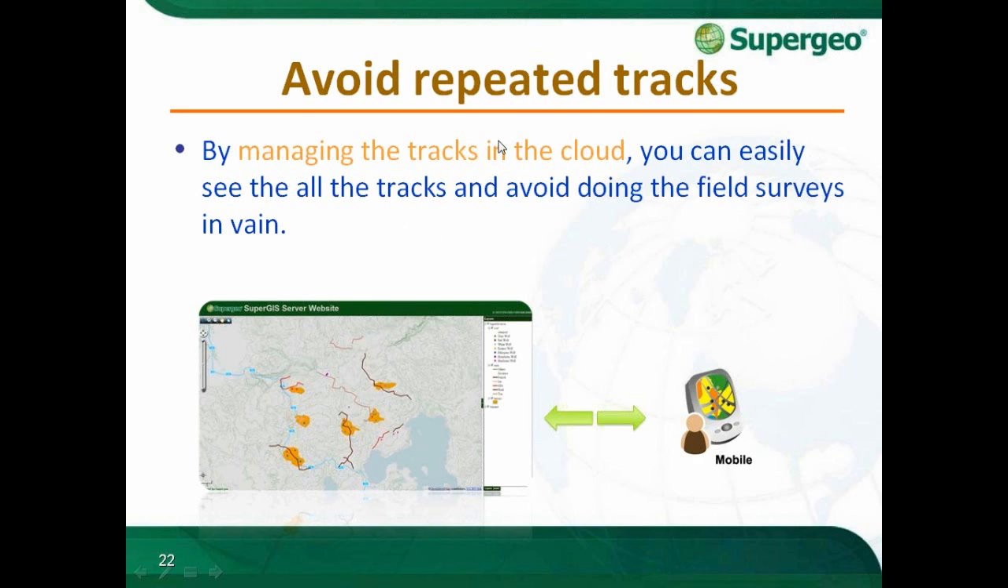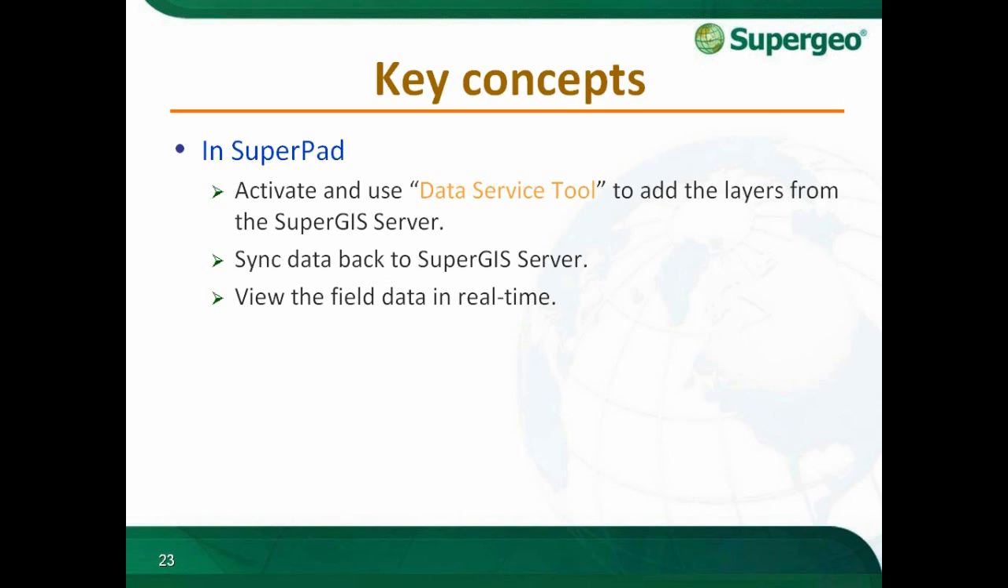to other team members. So if we can display, for example, the survey tracks, we can show our other team members where the survey tracks have been done, so they don't have to repeat our survey track again and make their survey in vain. So in this section, we are going to use the SuperPad to use the data service tool to download the data from the SuperGIS server, and then after the field survey, we are going to sync the data back to the server again and display it in real time.